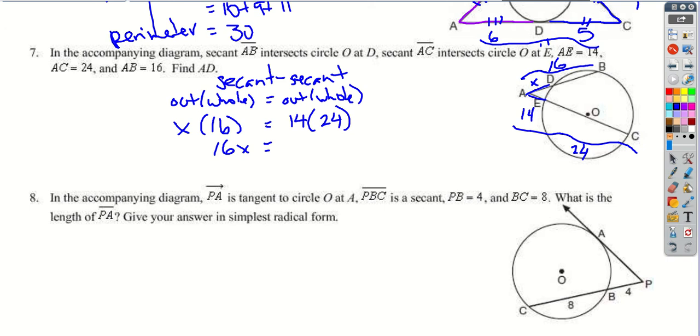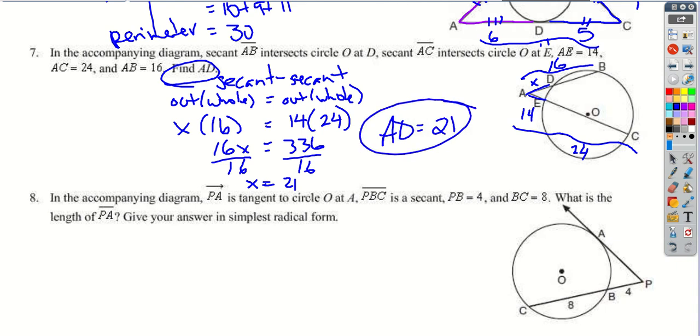numbers. I know it ends in a 6. 336. And then we divide it by 16 and get X is equal to 21. So once again, find AD, which is what we call X. So AD is equal to 21.